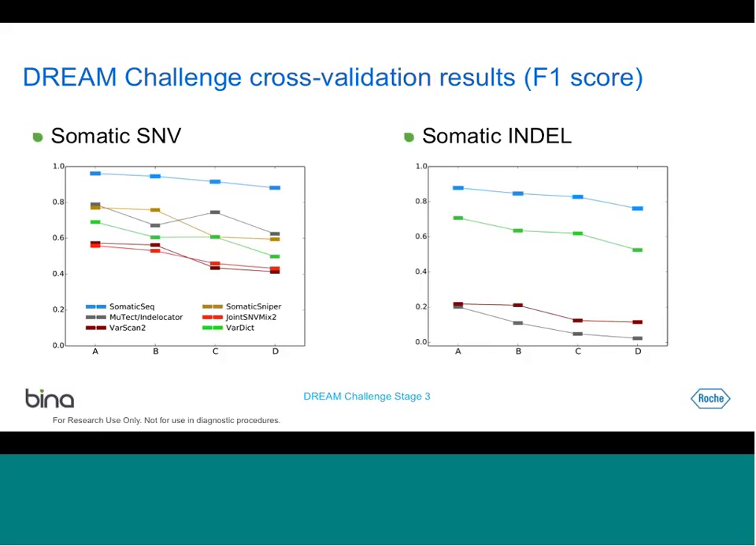Now, in setting B, we make the data a little bit more complex. We spiked in 5% of the tumor into the normal to make the normal more contaminated. So it's a more challenging data. And for setting C, we put 30% of normal into the tumor to make the tumor more contaminated.